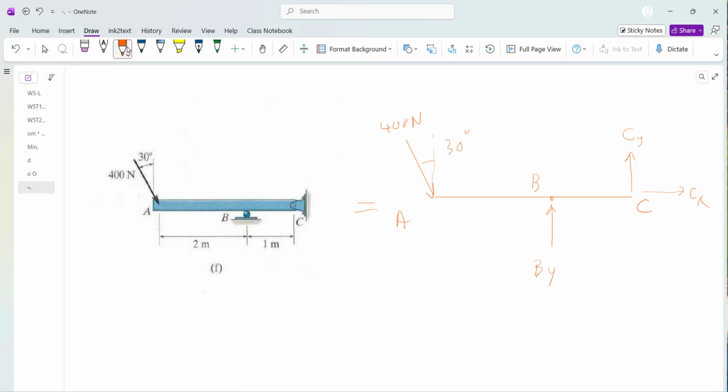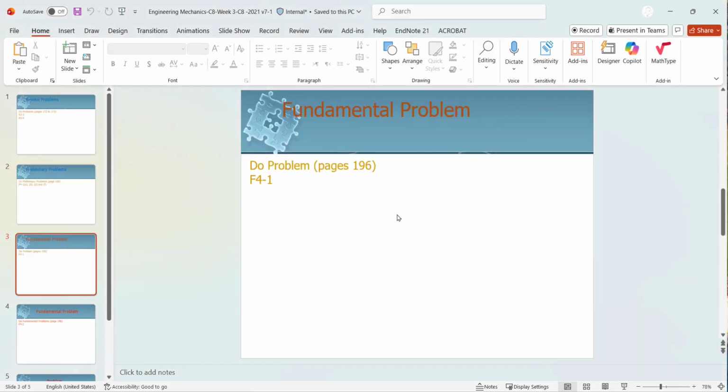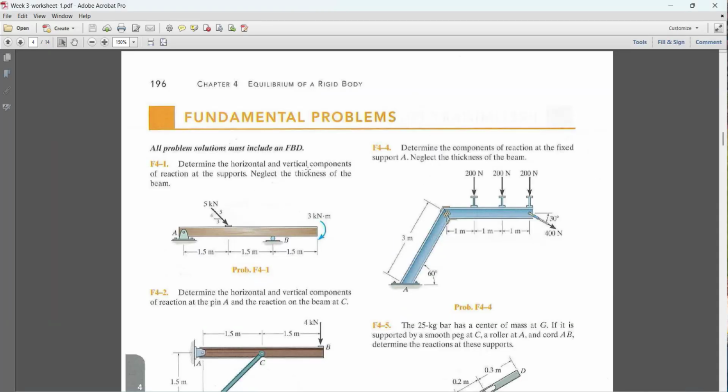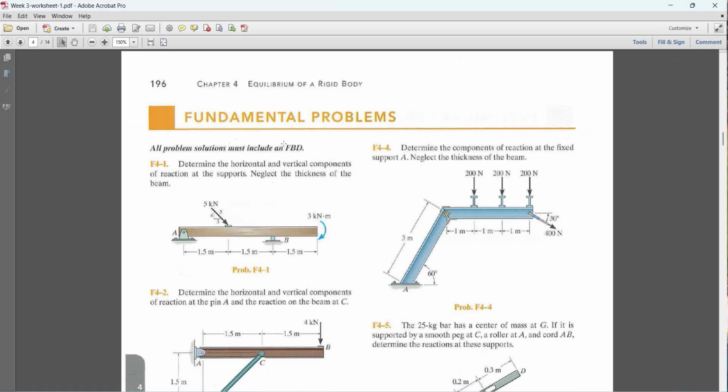30 degrees. All right. Next demonstration problem, we go to page 196. All right, 196, we have fundamental problem 1-4.